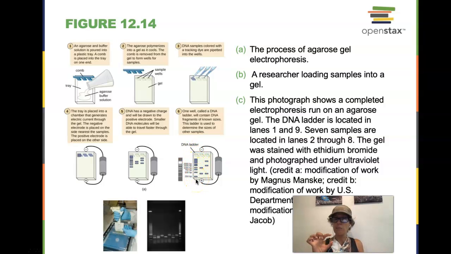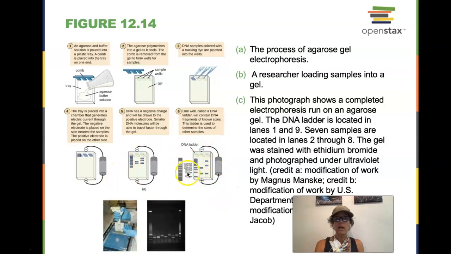This would be a mixture of pieces of DNA of known sizes. What we see here says 250 BP, 500 BP, up to 2000 BP. BP stands for base pairs: how many nucleotides are present?